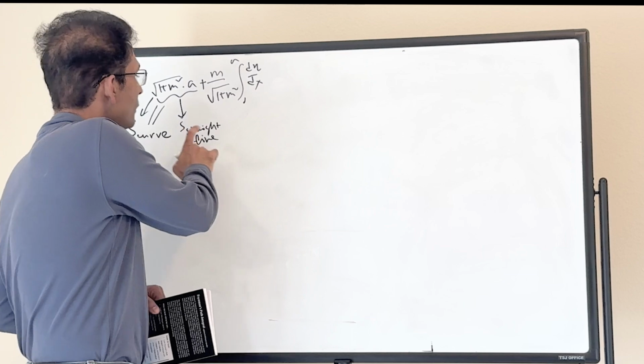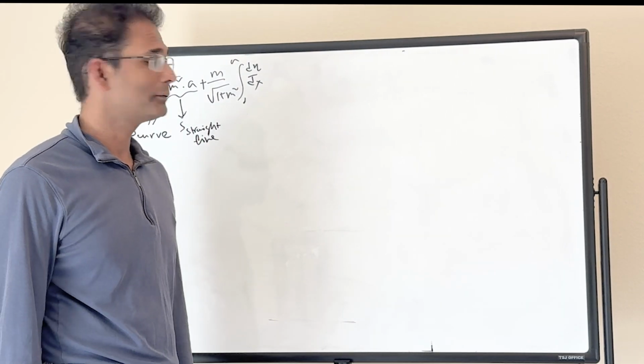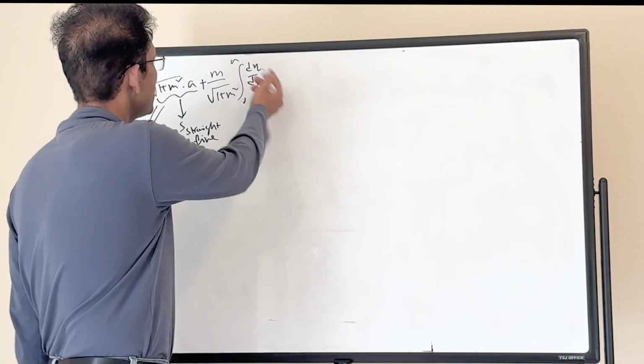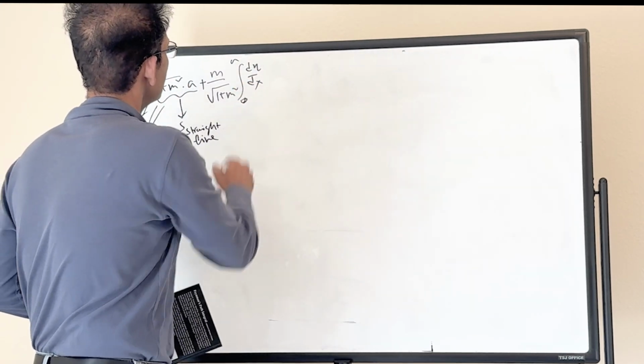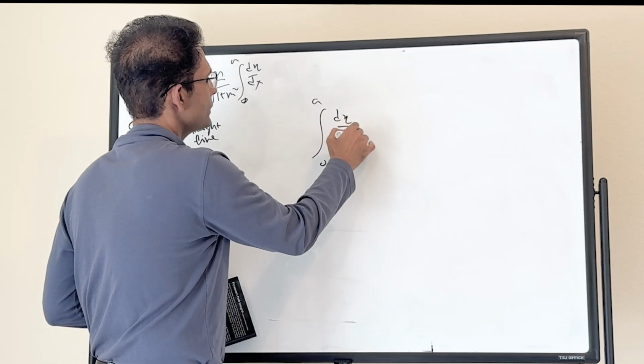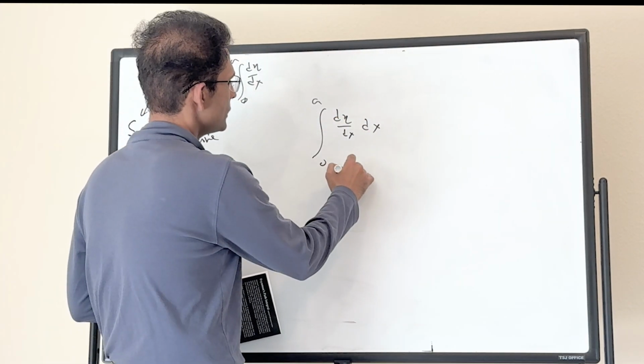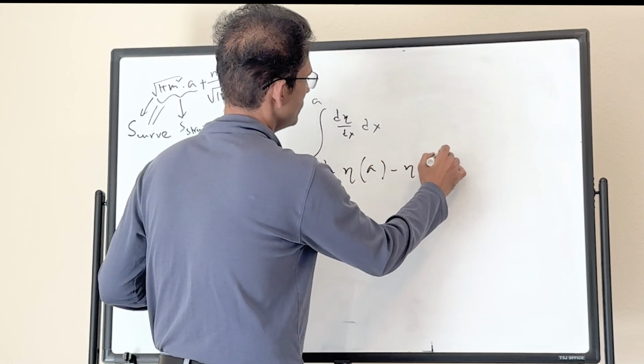Note that S curve and S straight line are equal. You might say, well, there's a second term. But look at what is happening with the second term. You have the integral from 0 to a of d eta dx, right? This is a total derivative, so this is equal to eta(a) minus eta(0).